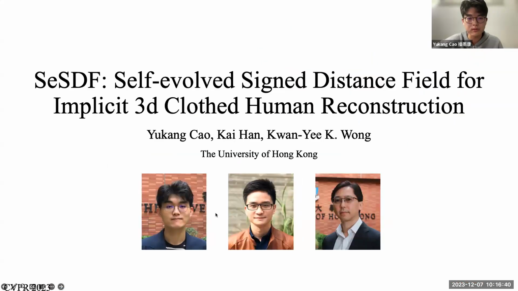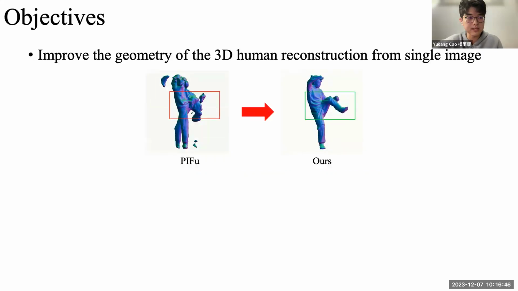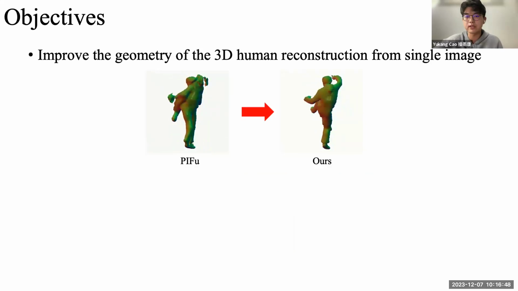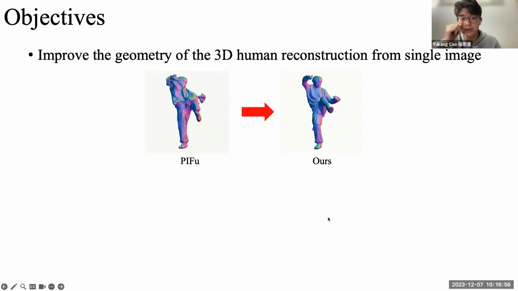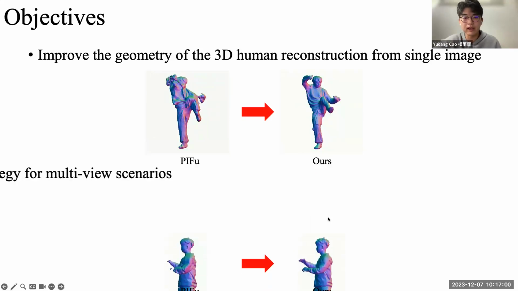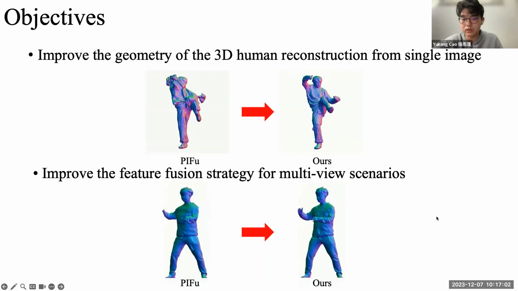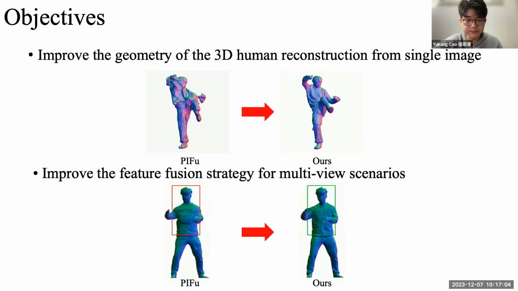So to handle this problem, we propose SeSDF, which has been accepted by CVPR 2023. With SeSDF, our objectives can be broadly divided into two parts. Firstly, we aim to enhance the geometry of the 3D human reconstruction from a single image. Secondly, we want to develop a more effective and meaningful feature fusion strategy for multi-view scenarios.